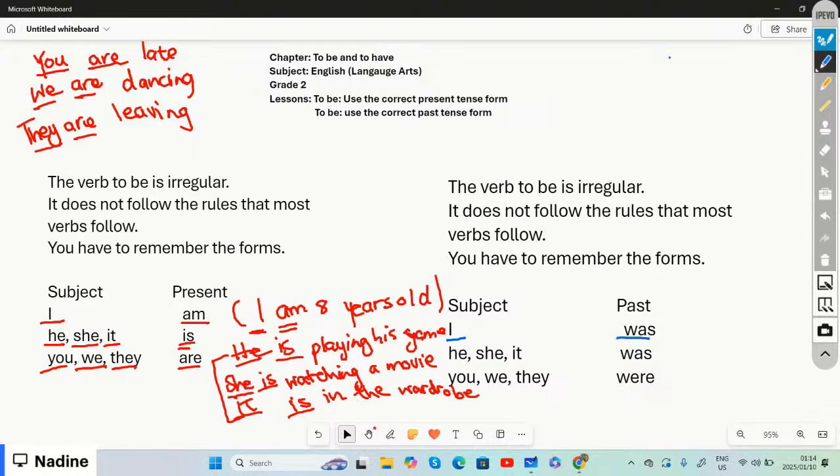If we either say he, or we say she, or we say it, which refers to one person, then we also say he was, because it's one person. So was. She, which is one person, was. It, which is one thing, was.